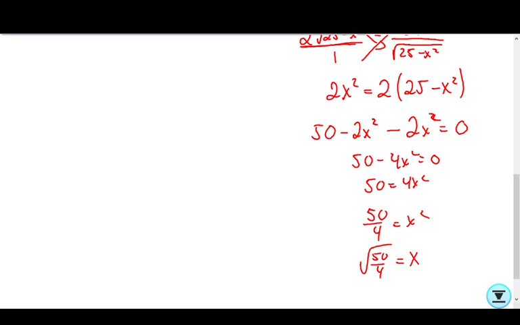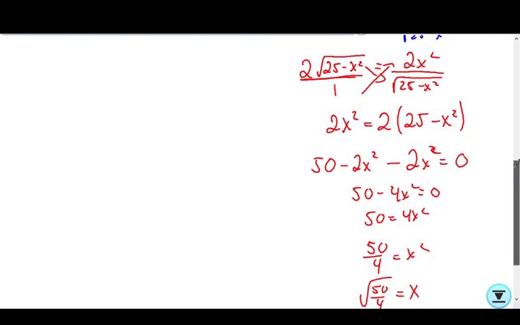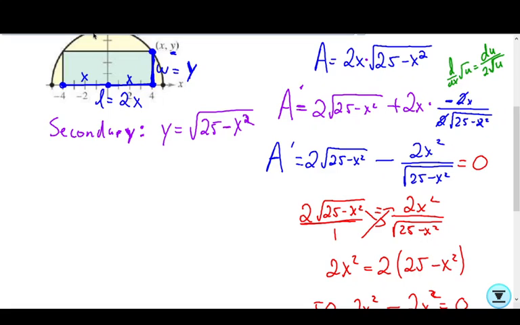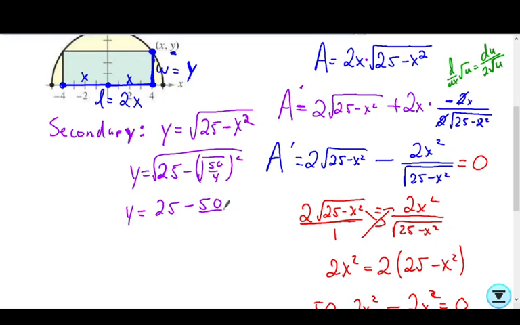All right, so now that we have x, we need to find y. Well, we have that nice simple equation right here to find our y value. So y equals the square root of 25 minus the square root of 50 over 4, squared. So y equals the square root of 25 minus 50 over 4, which ends up being the square root of 50 over 4, because 25 times 4 to get common denominators is 100 over 4, and 100 minus 50 is 50. So same thing.